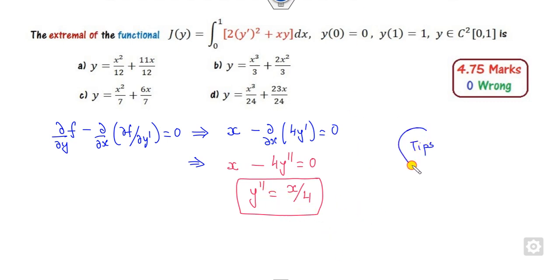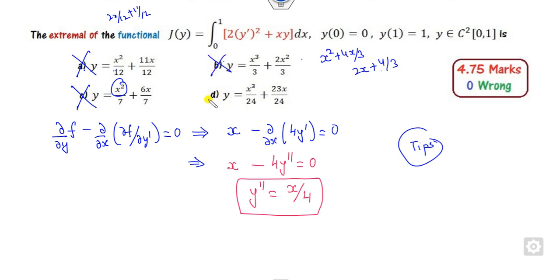You can see the first option. If you take the second derivative, can you get x by 4? What is the first derivative? 2x by 12. Second derivative is not x by 4. This is cancelled out. It is x square. Second derivative is a constant. This is cancelled out. What is the second derivative of this? First derivative is here. Second derivative is 2x plus 4 by 3, but it is not x by 3.